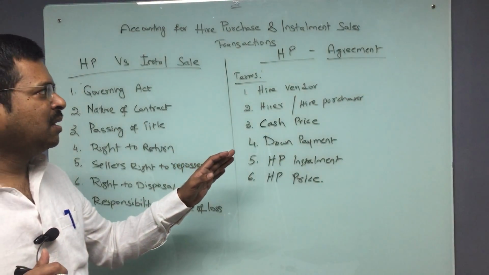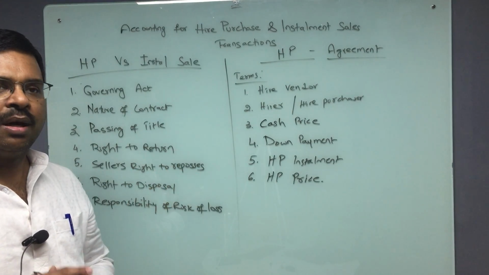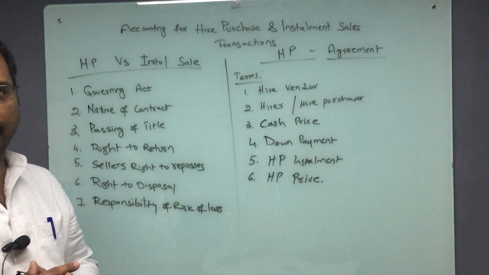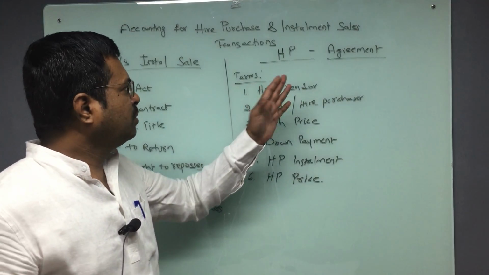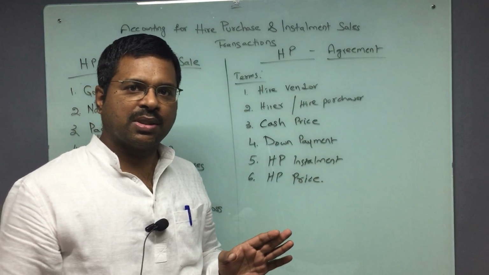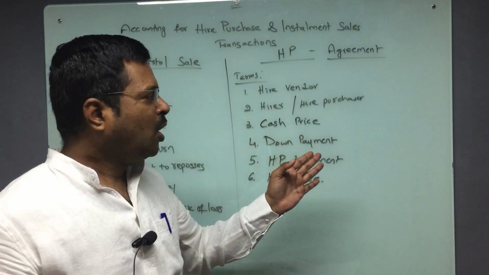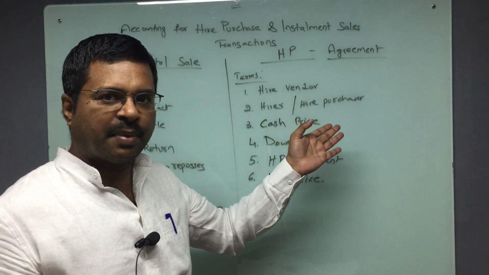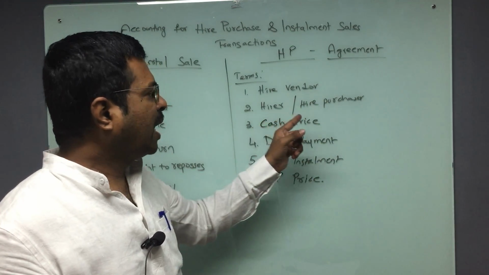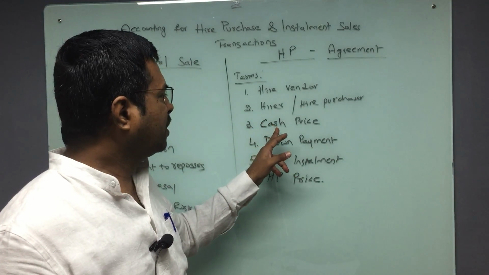Now let us understand what kind of terms are available in the hire purchase agreement, because based upon those terms we will have to make our accounting entries. Broadly, the following terms will be written in the hire purchase agreement. First, the agreement contains who is the hire vendor and who is the hirer, also called hire purchaser. Hire vendor means the person who is selling the product, and hirer or hire purchaser means the person who is buying the product.